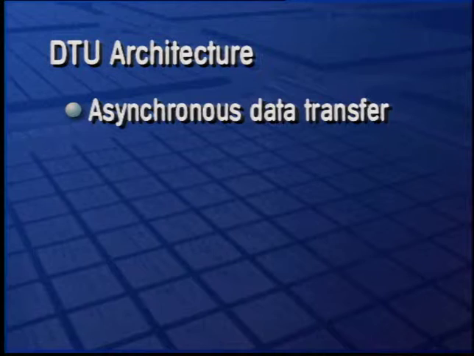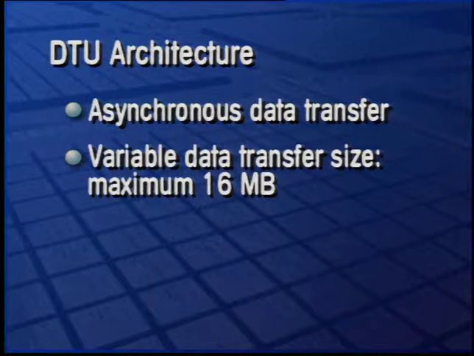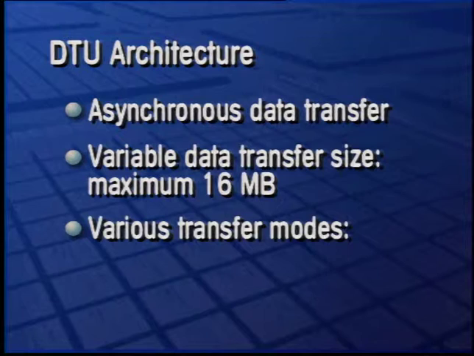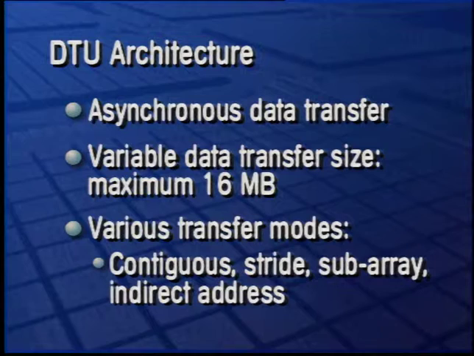The data size for transferring data between processors is variable, with the maximum size of 16 megabytes. Various transfer modes are available in the VPP500 system. They are contiguous, constant strided, subarray, and indirect addressing, or random gather scatter.